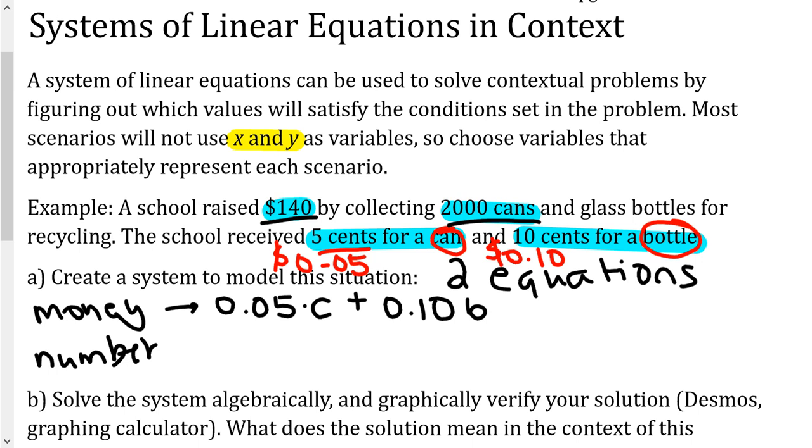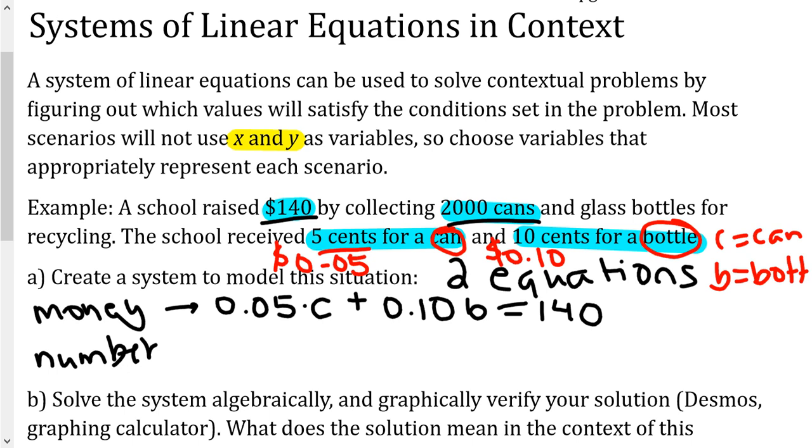That has to sum to 140, right? That's how much money we got, and it was only made up of cans and bottles. There was no milk cartons. There was nothing else in addition to that. So we have our first equation, right? And we've determined that our variables here are C for the number of cans, right? C is the number of cans, not the cost of the cans. That was 5 cents. And B is our bottles, right? How many, number of bottles.